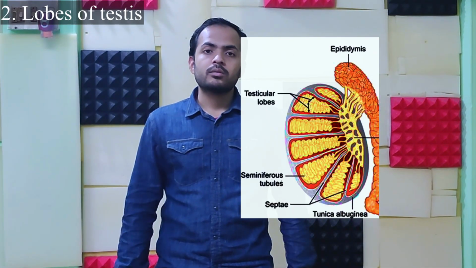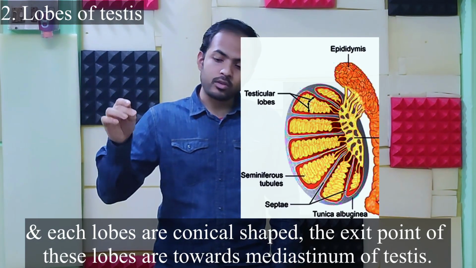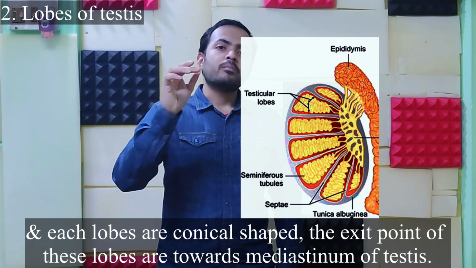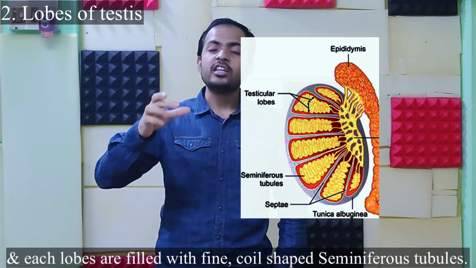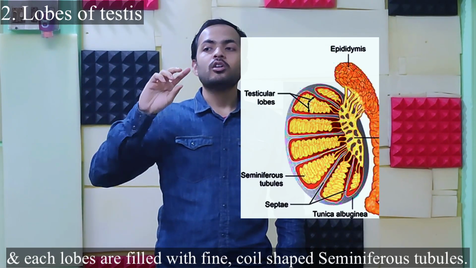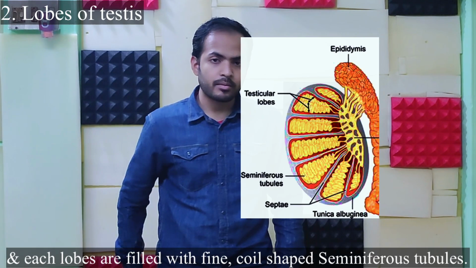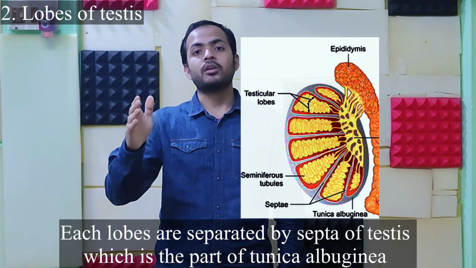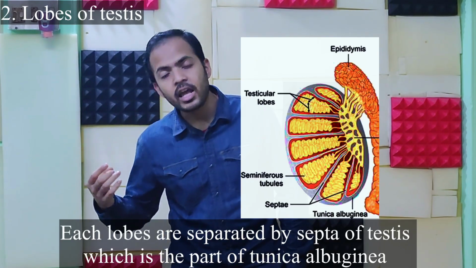Each lobe is conical shaped. The exit point of the lobe is towards the mediastinum of the testis, as you can see in this photo. Each lobe is filled with fine coil-shaped tubes which are known as seminiferous tubules, and each lobe is separated by septa. The septa are a continuation of the Tunica Albuginea.